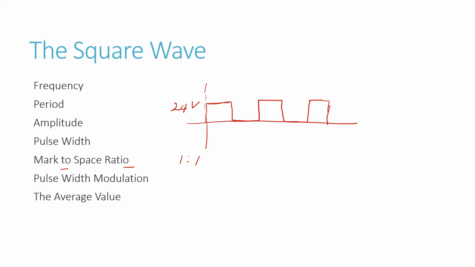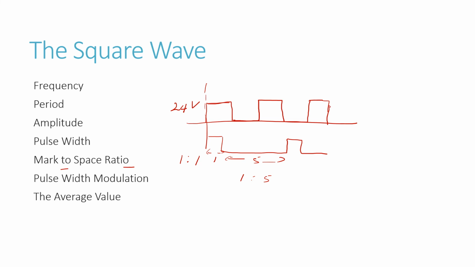Right? We could have a case where the waveform is on for a short period of time, right? And off, and then back on. So let's say in this case we have a mark to space ratio. Maybe this mark is 1 and the space between is 5. So the mark to space ratio will be 1 to 5. Okay? All right.